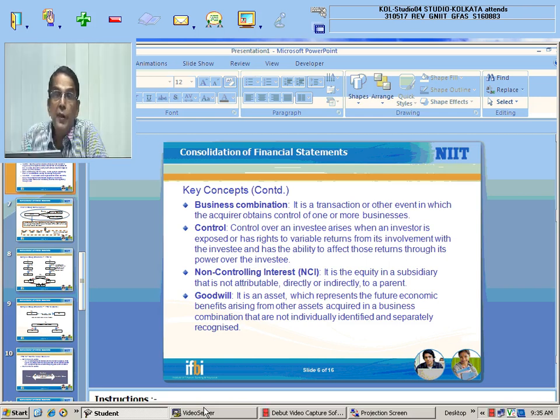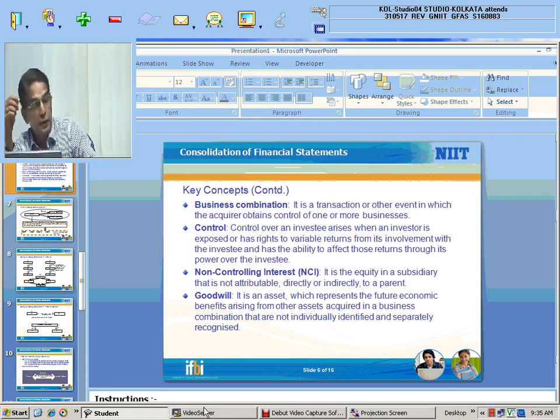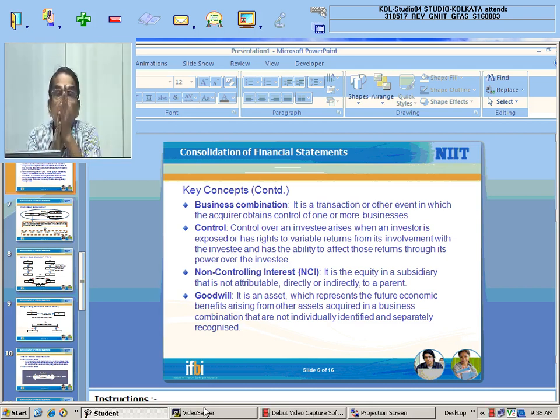Just to give a very rough, crude example, if Jindal Polyester Limited buys 60% of the voting shares or equity shares of the European company which it is going to acquire, then 40% of the shares will still be held by other investors, other shareholders of the European company, and that will be the non-controlling interest. So far as Jindal Polyester Limited is concerned, that is the non-controlling interest in that subsidiary. It is the equity in a subsidiary which is not attributable directly or indirectly to a parent. That is what is called non-controlling interest.